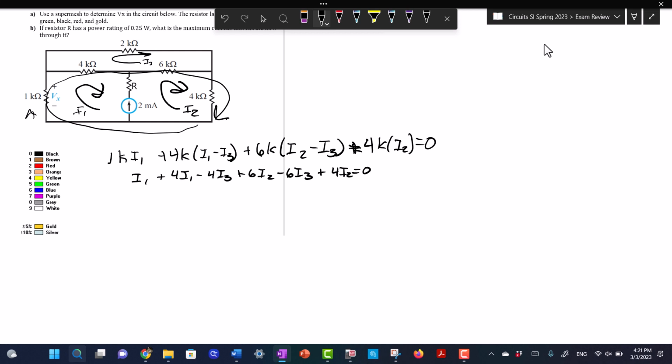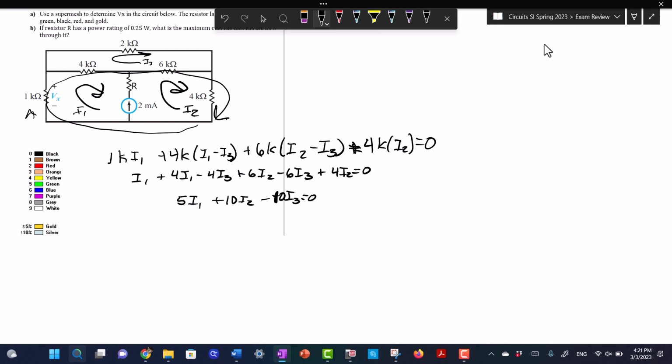And since I'm already simplifying, I'll go ahead and do some more here. So I've got 5I1 plus 10I2 minus 10I3 equals 0.